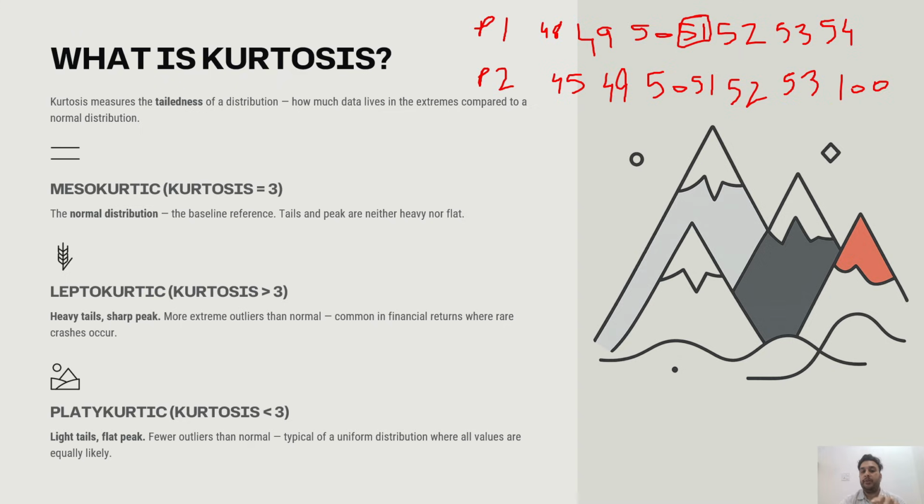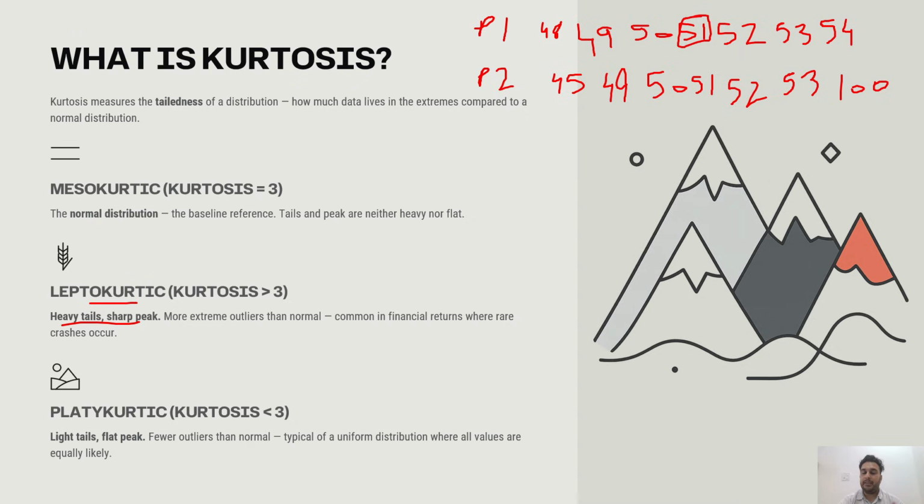So if you calculate the kurtosis on both of these data sets, you will get the higher kurtosis for this one, because we have the point on the right-hand side, 100. That is an extreme value, which contributes to a heavier tail. And if it is a heavy tail, we'll have a sharp peak and we will call it leptokurtic, right?